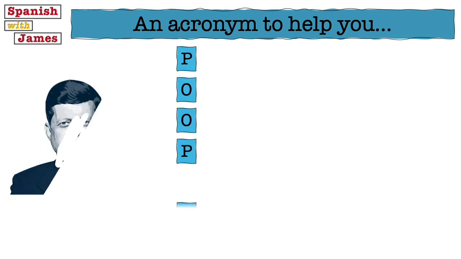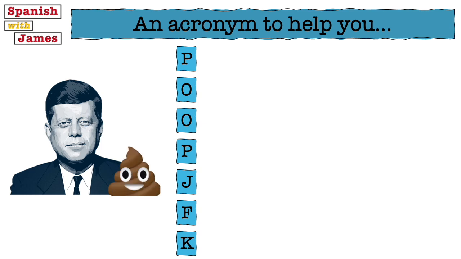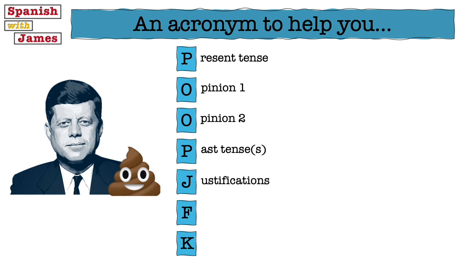Okay, before we take a look at section 3, which is the final section of the exam, we're going to have another look at the fudge acronym, but this time some of my students helped me rework this into a more memorable, more advanced one, which is poop JFK. Hopefully that's a bit more memorable than fudge. So it's got a lot of the same aspects. It's got present tense, an opinion, a second opinion, a past tense, justifications, future tense, and this time we're going to add in conditional, spelt with a K just because it works with JFK.